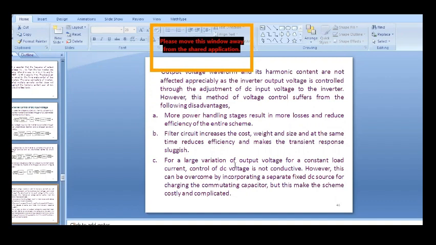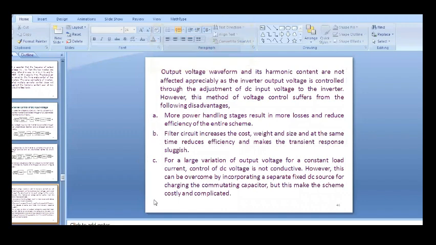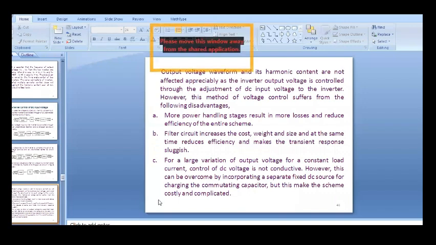And for large variation of output voltage at a constant load current, the control of DC voltage is not conducive. However, this can be overcome by incorporating a separate fixed DC voltage source for charging the commutating capacitor, but it makes the scheme costly and complicated. So whatever we go for in design, we should always keep in our mind that the system must be efficient and must be cost effective, so thereby no problem will come.